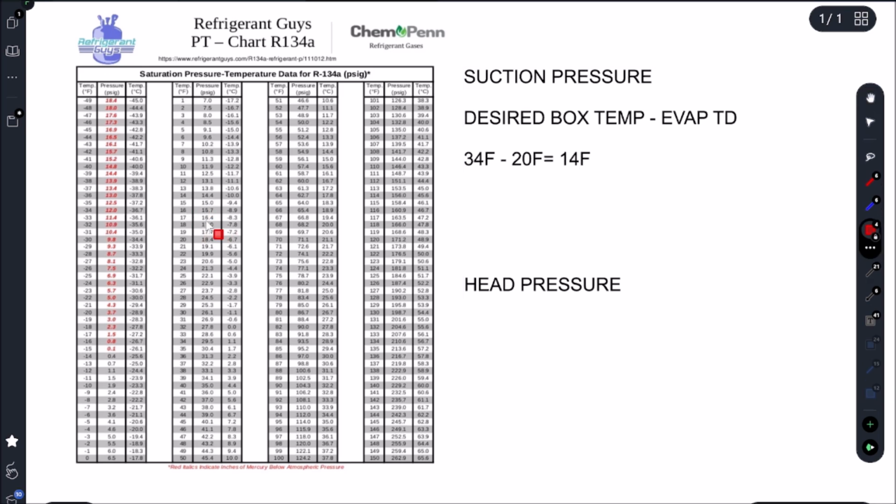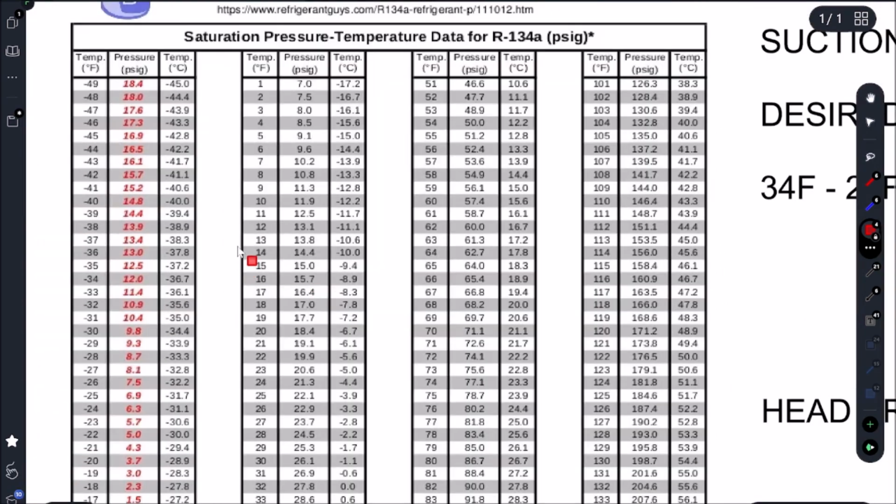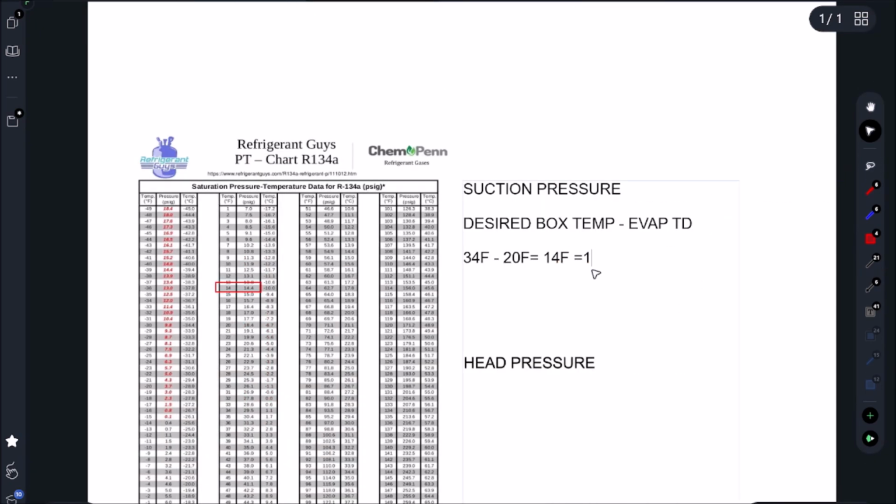All right, now we're going to come over to our PT chart, and you'll find with 134A that the pressure more or less equals the temperature. So 14 Fahrenheit gives us 14.4 PSI. And we were getting 2 PSI.